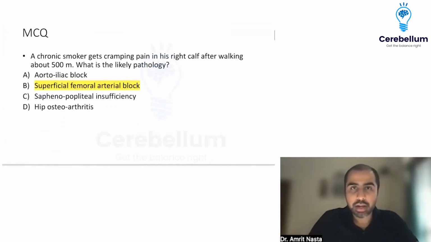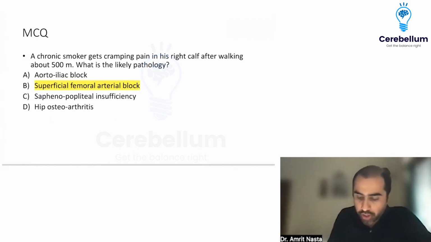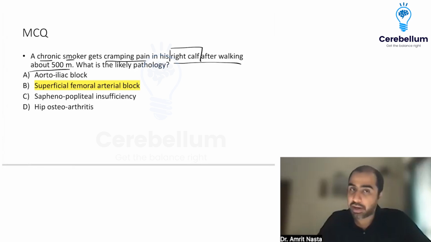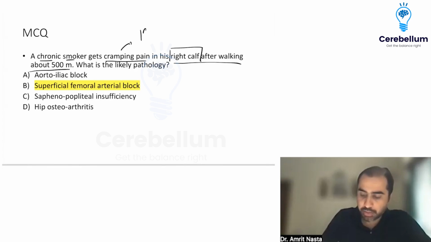Okay. Again, very nice question. Chronic smoker gets cramping pain after walking about 500 meters and the pain is in his calf. Right? Pain is in his calf and it is cramping. If it is cramping, it means it is ischemic pain.